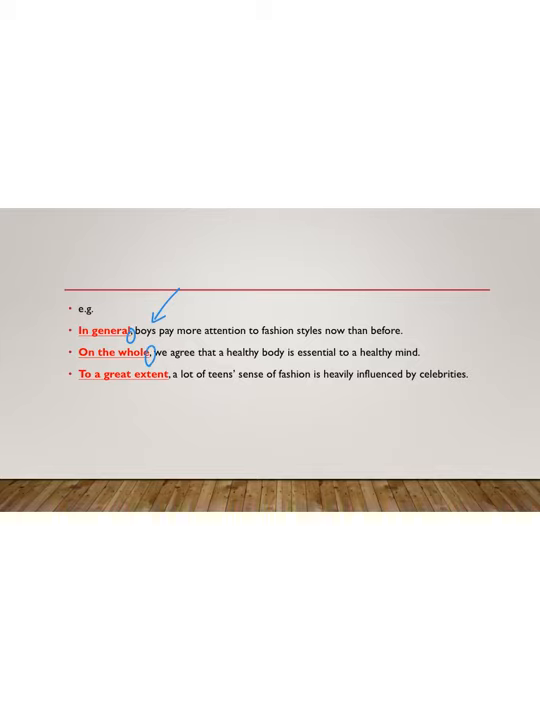And the second sentence, on the whole, comma. We agree that a healthy body is essential to a healthy mind. So this is a general statement, okay? So a healthy body is essential to a healthy mind. And then the third sentence here, to a great extent, comma. A lot of teens' sense of fashion is heavily influenced by celebrities. So we are talking about things in general. Okay?